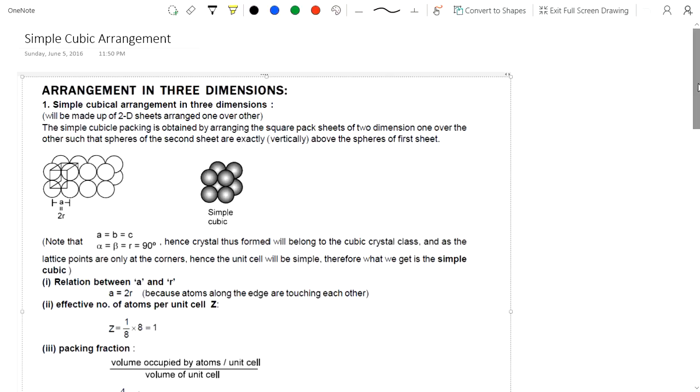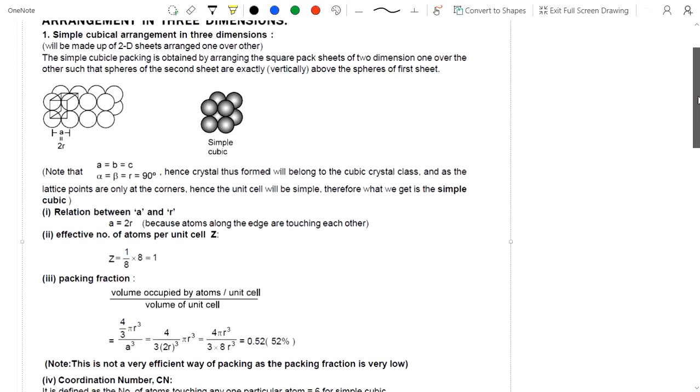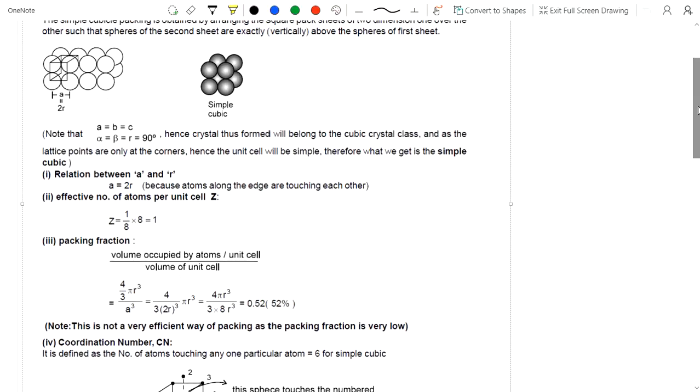Now there are certain calculations that we are going to perform using this particular system. The first one is the relationship between A and R, where A is the side of the cube and R is the radius of the atom. You can easily see that the two atoms are going to touch each other, so the edge length of the cube is going to be equal to 2R. The second one is the effective number of atoms, denoted by Z. In this case it is going to be 1 by 8, the contribution by each corner atom, into 8, because there are 8 atoms at the corners of the cube. So that will give you effectively 1 atom per unit cell.